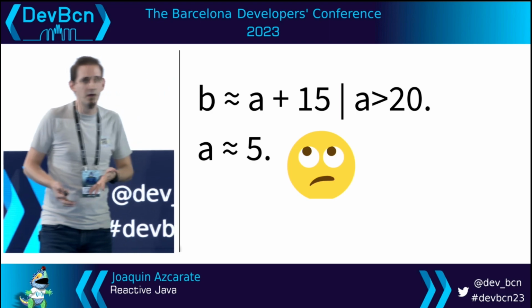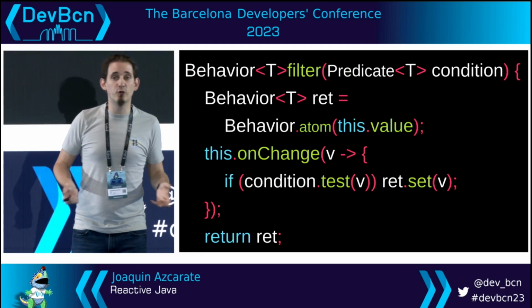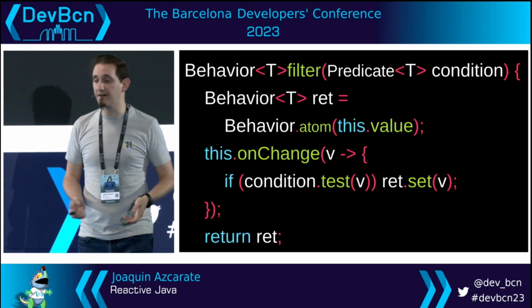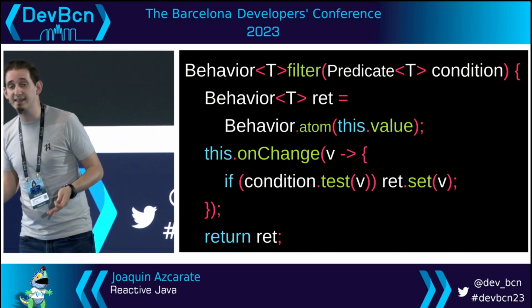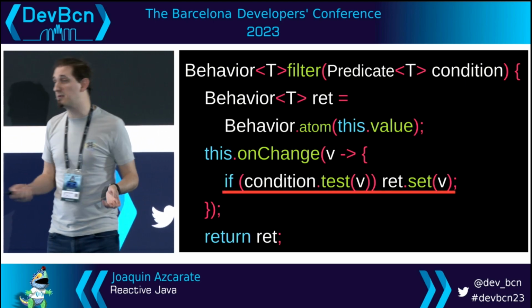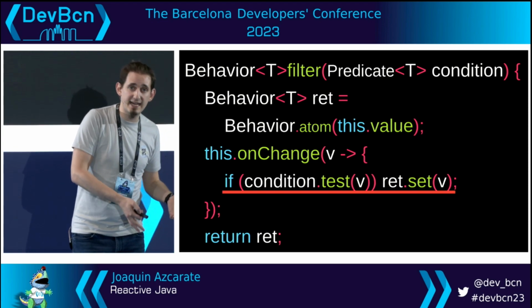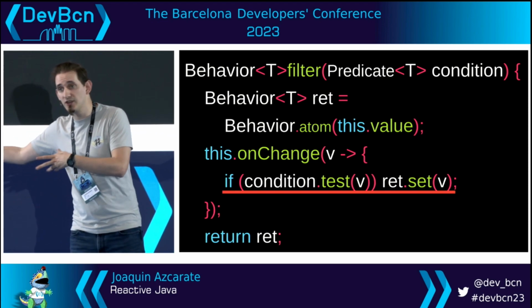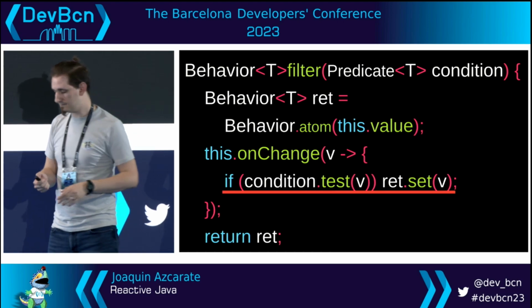We can change over time, but how to implement this? Let's call it a filter. And this is the same thing, but the onChange part has a condition before it. So if the condition is met, A is more than 20, then do the setting. If not, don't do anything.